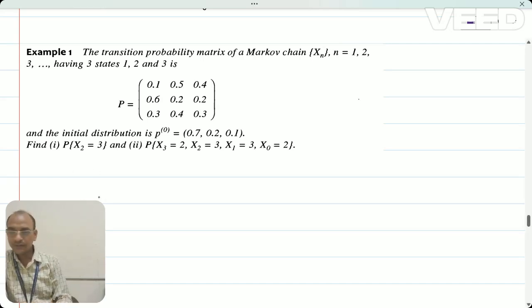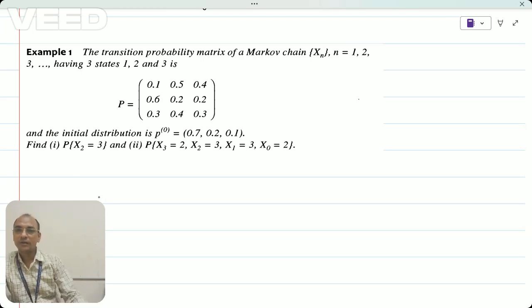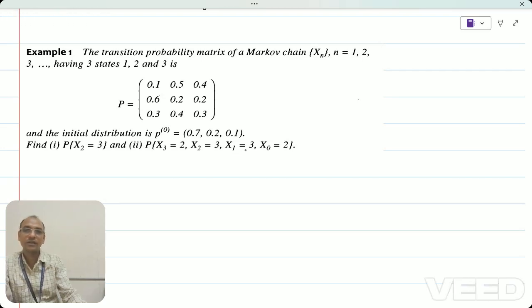In this class, I'm going to discuss the Markov chain and Markov process by some examples. Let me take the first example. Suppose a transition matrix of a Markov chain Xn is given as P, and the initial distribution probability is given as P0. Then how can we find the probability of X2 equal to 3, and the probability of X3 equal to 2, X2 equal to 3, X1 equal to 3, and X0 equal to 2? So let us solve this.